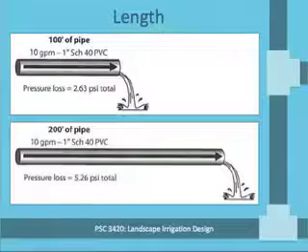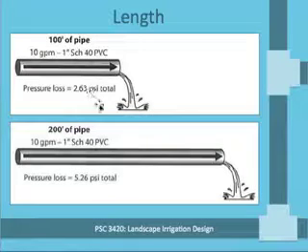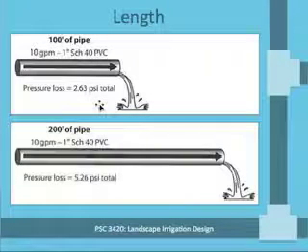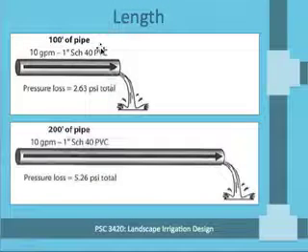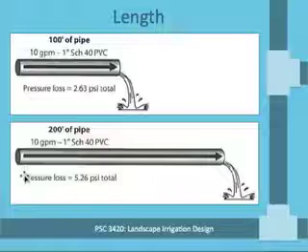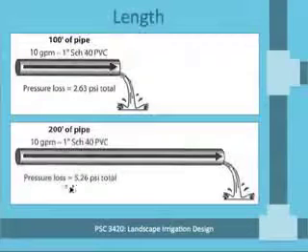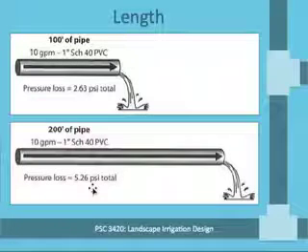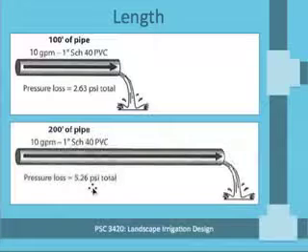The materials are the same, but the pressure loss measured over 100 feet of pipe is 2.63 psi total, and here we don't have to say per 100 feet of pipe because we do have actually 100 feet of pipe. Here, on the other hand, pressure loss measured over 200 feet of the same pipe is 5.26 psi. It's double what it was for 100 feet of pipe.